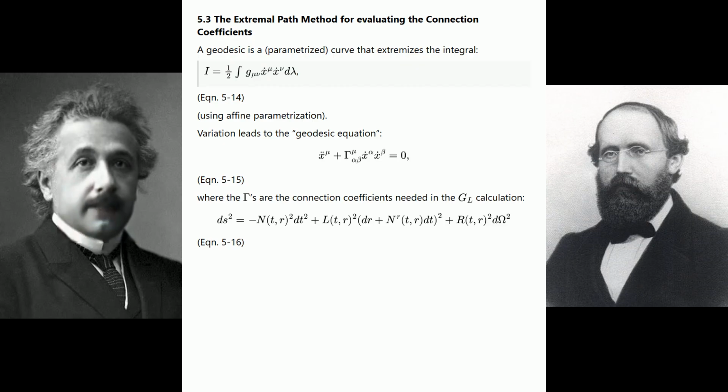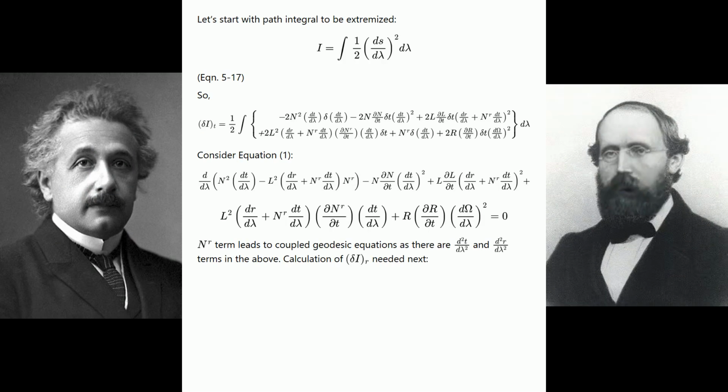See equation 5-16. Let's start with the path integral to be extremized. See equation 5-17. So, see the equation shown. Consider equation 1. See the equations. The n^r term leads to coupled geodesic equations, as there are d²t/dλ² and d²r/dλ² terms in the above.